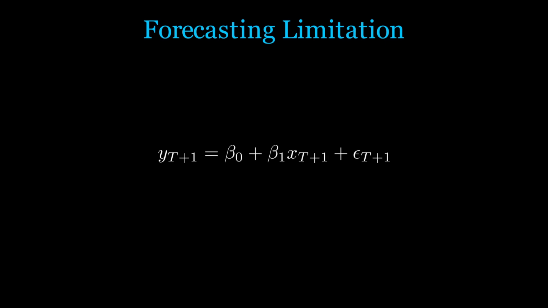Now, suppose we're trying to predict y at time t plus 1. All we need to do is know the future value of x at time t plus 1. Yeah, so unless x is a function of time, that's not going to happen. The fix? We use a lagged value of x. By using a lagged value, we can overcome this forecasting limitation to predict future outcomes.